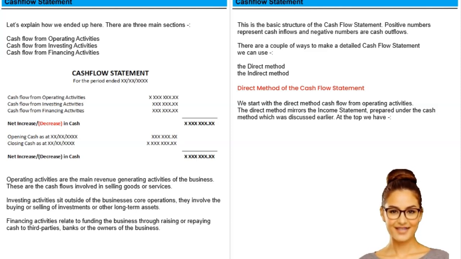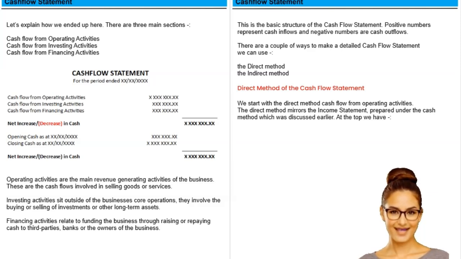These relate to the funding of the business through raising or repaying cash to third parties, banks, or the owners of the business. Again, stop the lesson and revise the three concepts. Now we're going to look at the basic structure of the cash flow statement. Positive numbers represent cash inflows, and negative numbers are cash outflows.